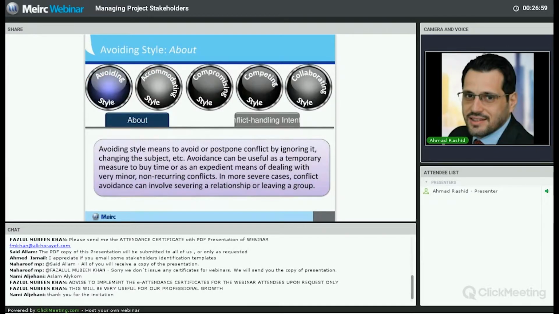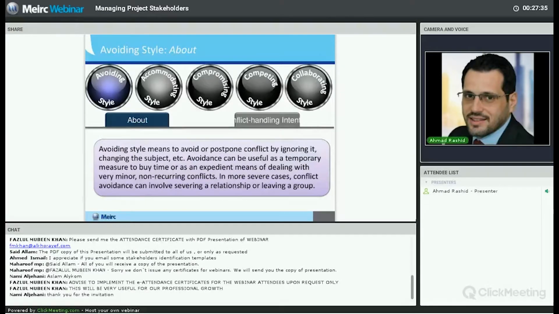Let me start with the first one, which is avoiding. The avoiding style basically means to avoid or postpone conflict by ignoring it, by changing the subject, by not handling it. Stakeholders who avoid a certain conflict think that it will fly away and just vanish, but this does not happen. This can actually be a good solution for buying time or letting things settle down before you move into resolving your conflict. But sometimes avoiding a conflict can cause more damage to the relationship between stakeholders rather than building it.